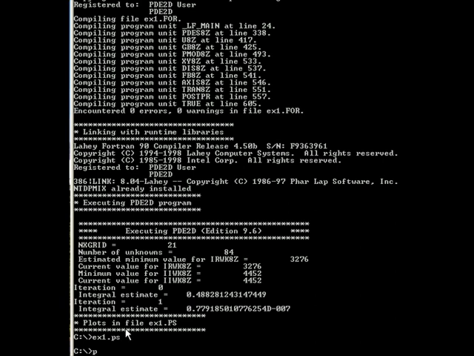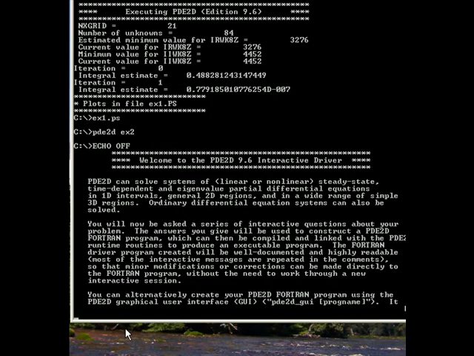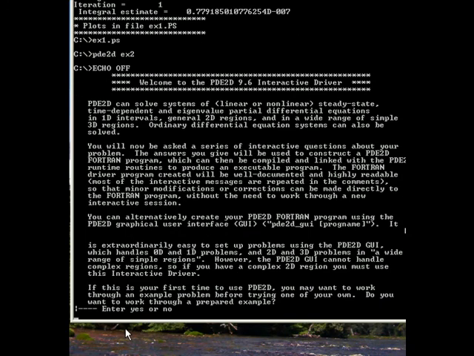Okay, here we go again with the interactive driver. We'll call this example 2. Do I want to work through a prepared example? No. If you say yes, it'll give you 15 different examples, and you can look at one of those, and it'll give you not only the questions, but the answers. But we don't want to do that.